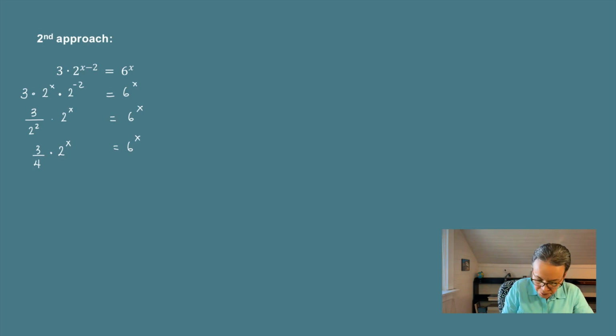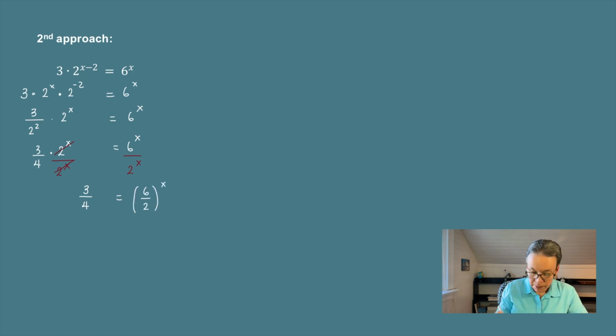For example, I will divide the left by 2 to the x, and then to balance the equation, I will do the same thing on the right. Okay? And now notice how here 2 to the x will divide each other out, and then we're going to have 3 over 4 equals, and then having 6 to the x over 2 to the x is the same thing as just bringing the exponent up over the entire fraction, 6 over 2.